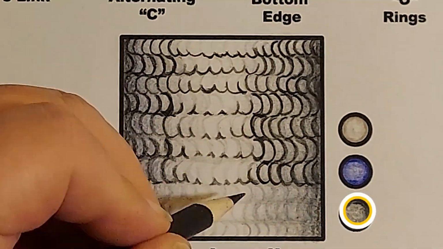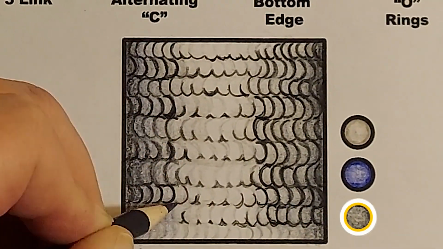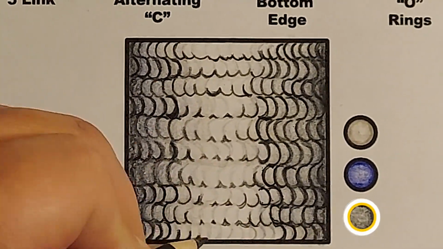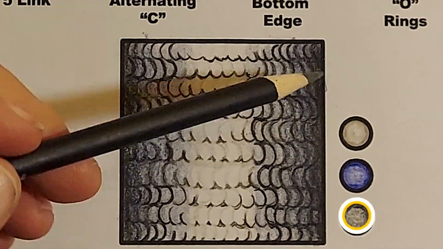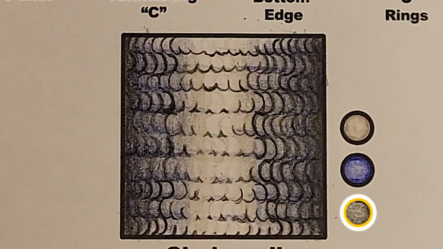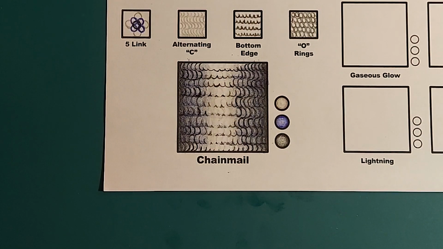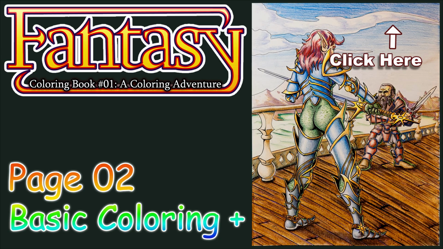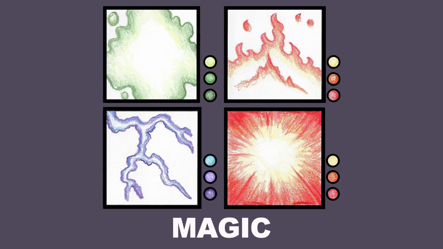But we will also use a little bit of the light gray and blue to add a touch of definition to the bottom edges of the rows. Note that this texturing method is meant for small detail areas rather than depicting chainmail up close, so the texture becomes more effective as we zoom out. For a practical demonstration of some of these texturing techniques on a coloring page, check out the Color Along Page 2 Basic Plus and Color Along Page 3 Advanced Coloring videos.